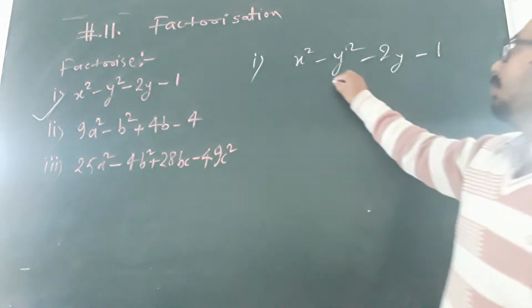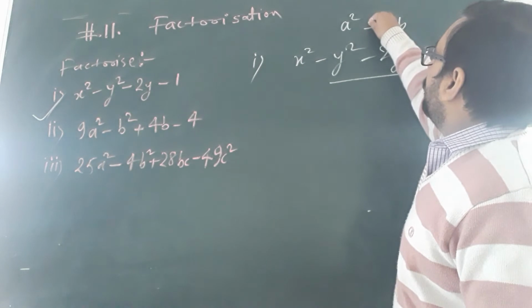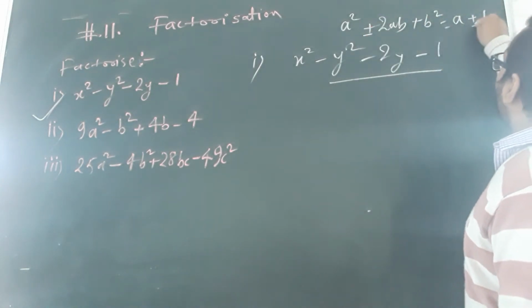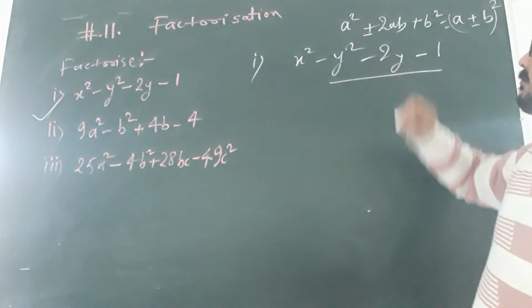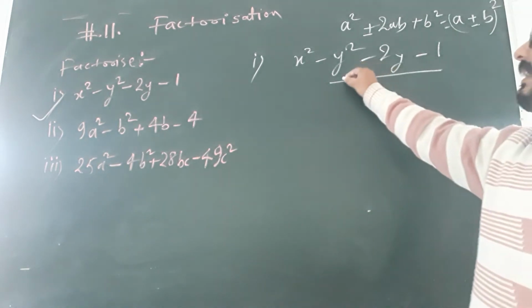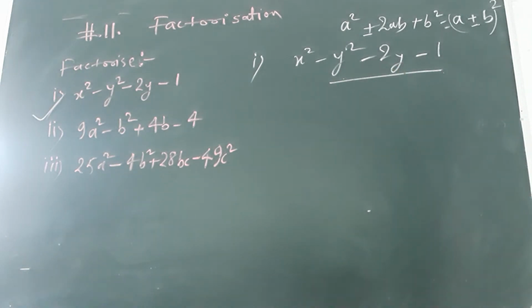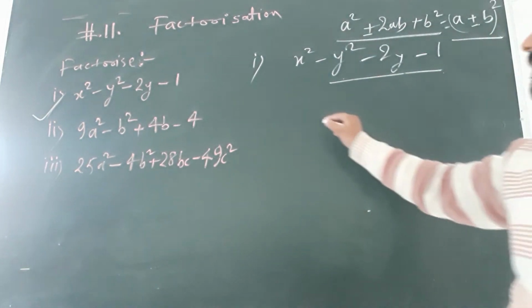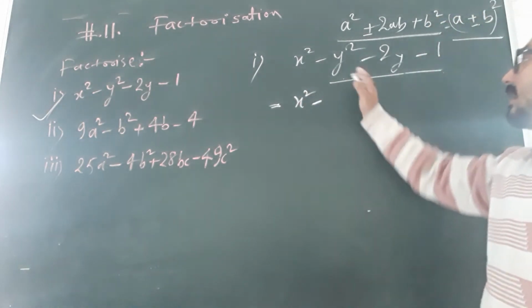This is based on the formula a squared minus 2ab plus b squared, which gives (a plus or minus b) whole squared. In this case we have the 2, and this is a squared and this is b squared. It means that these three terms are familiar from this formula.